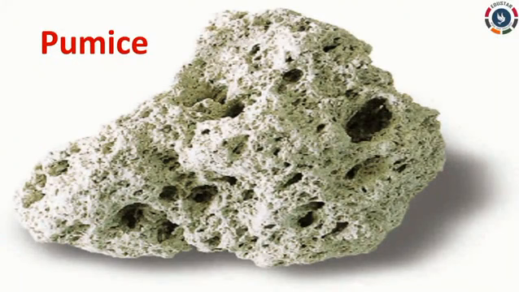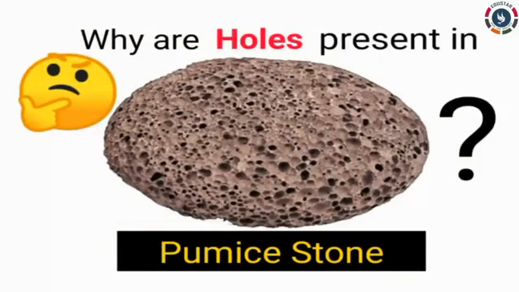Pumice. This rock is formed by the very quick cooling of lava. It is porous, that is, it has many holes in it. Students, look at this picture. You can see the holes in this rock, isn't it? Why are holes present in this pumice rock? The holes are formed because of trapped gas bubbles inside it.